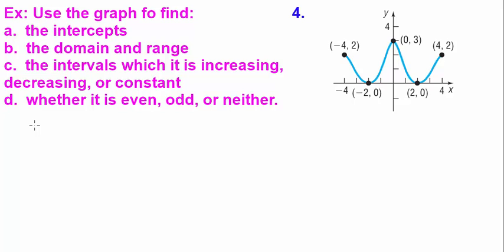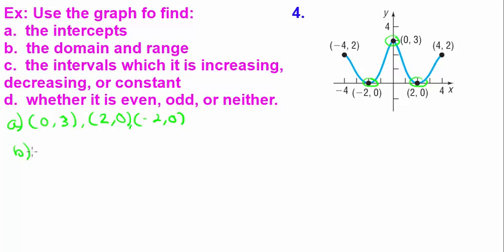So let's start with A, and we didn't really discuss this in the video, but it was in a prior video or in class. The intercepts will be anywhere it intersects or even touches the x or y axis. In this case, it intersects the y axis here, and the x-axis here and here. So therefore, the intercepts would be (0, 3), (2, 0), and (negative 2, 0).